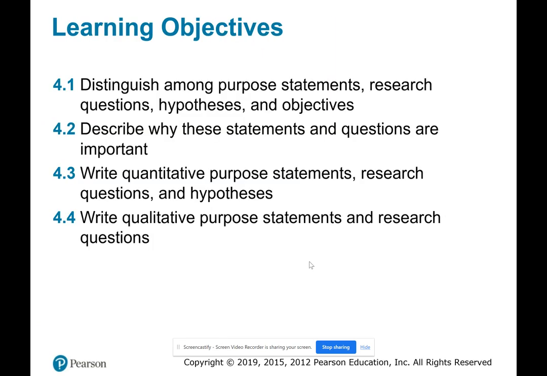In chapter 2, we identified a research problem. Statement of the problem 2.3 assignment that you did for our research proposal. In this chapter, we're going to learn how to specify the research purpose, research questions, or hypothesis. Remember, the research problems are different from the purpose or intent of the study. The research purpose is located in the purpose statement section.